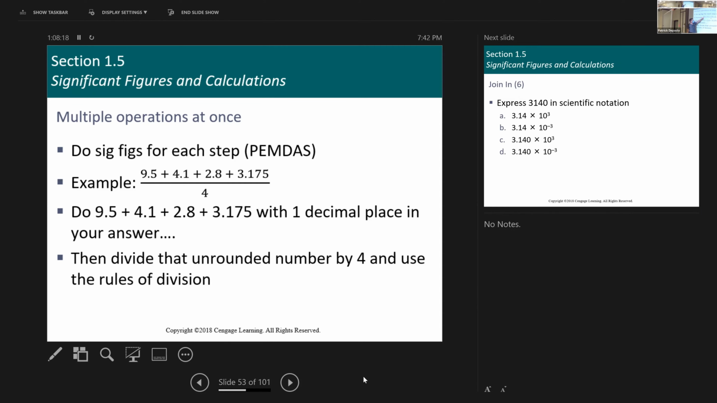So you're going to add the top, and then you're going to get a number with 1 decimal place, because your least sensitive number, these 3, have 1 decimal place. And then you're going to divide that number by 4, and your answer will have 1 sig fig, because the 4 is only 1 sig fig. I don't know what the answer is. Should have written that. But yeah, does that make sense? You're just going to follow the order of operations, but keep sig figs in mind for each step.